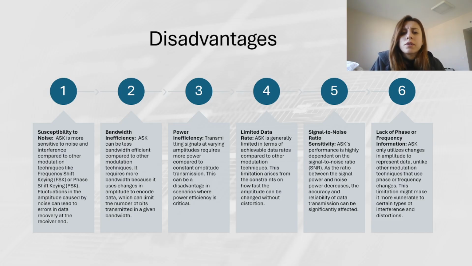5. Signal to noise ratio sensitivity. ASK performance is highly dependent on the signal to noise ratio. As the ratio between the signal power and noise power decreases, the accuracy and the reliability of the transmission can be significantly affected. 6. Lack of phase or frequency information. ASK only uses changes in amplitude to represent data, unlike other modulation techniques that use phase or frequency changes.